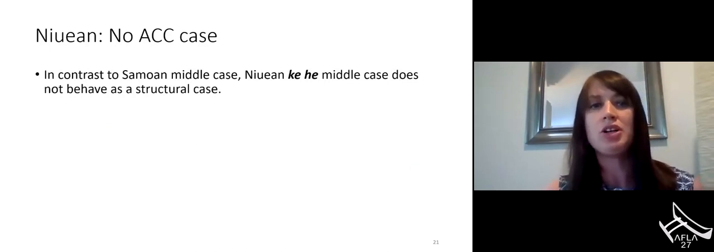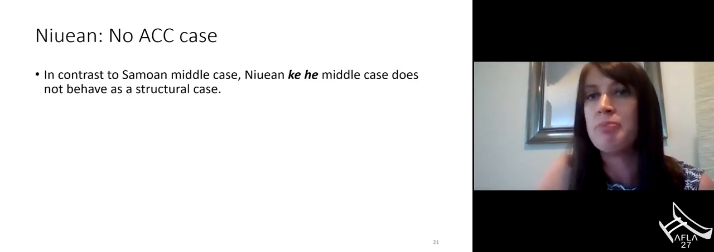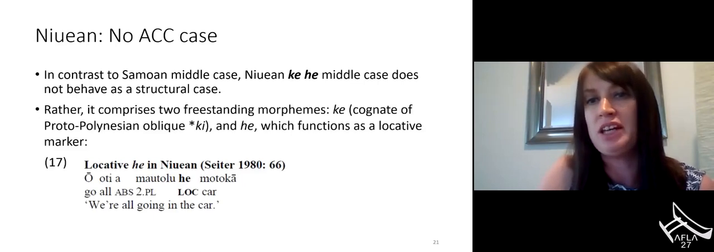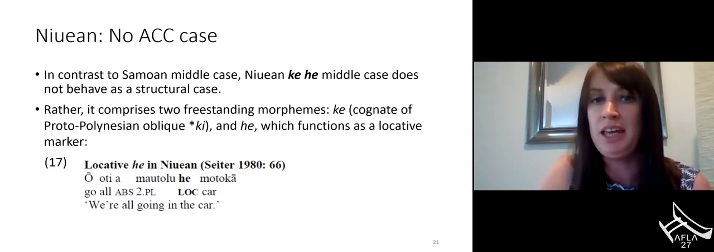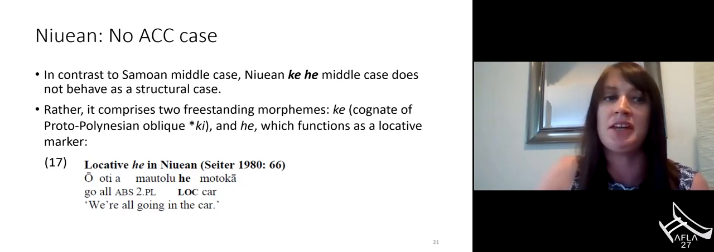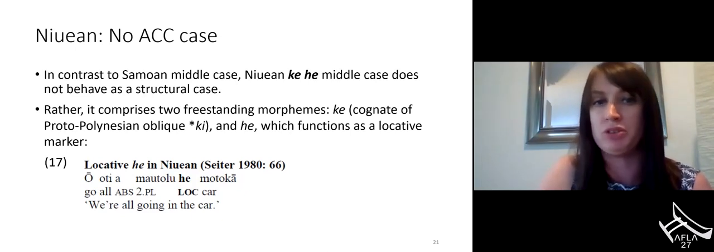If we turn to Niuean, however, we find that in contrast to Samoan middle case, Niuean ke he middle case in fact doesn't behave as a structural case, so it's not behaving like an accusative case. Instead it comprises two freestanding morphemes, firstly ke, which is a cognate of Proto-Polynesian oblique ki, and he, which functions as a locative marker, as in examples like 17. So, we're all going in the car: we're all going he motoka.